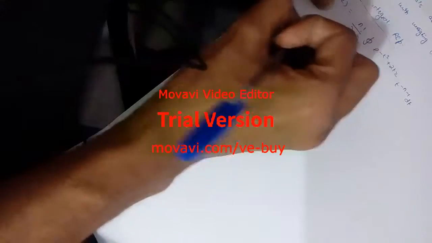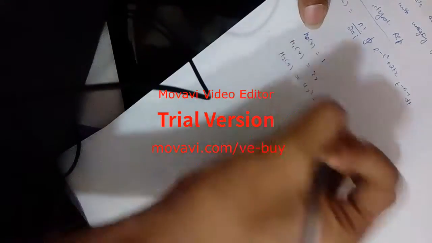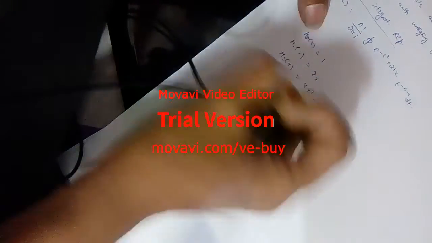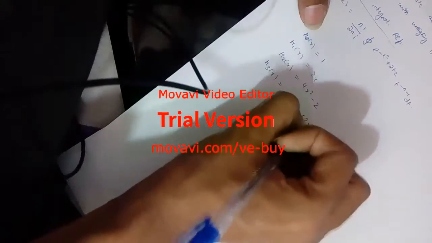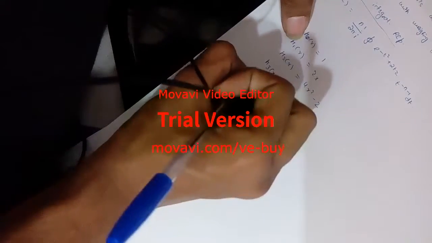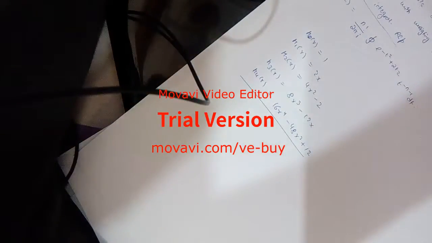Now I am going to tell you about the first few Hermite polynomials, that is h0x equals 1, h1x equals 2x, h2x equals 4x square minus 2, h3x equals 8x cube minus 12x, and h4x equals 16x to the power 4 minus 48x to the power 2 plus 12. These are the first few Hermite polynomials.